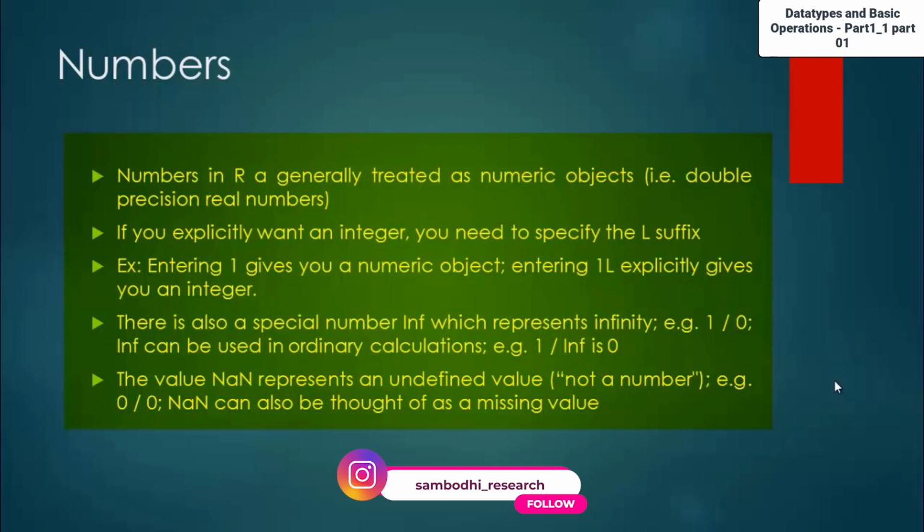One of the best things about R programming is that there is a special number which is denoted by Inf, which is the short form and represents infinity. For example, when you divide 1 by 0, the output is infinity in mathematical terms. Inf can be used in ordinary calculations. For example, 1 by infinity is 0. These kinds of calculations are possible to do in R programming.